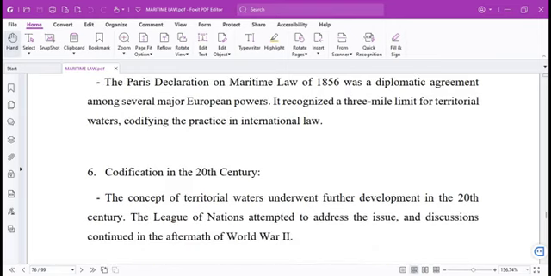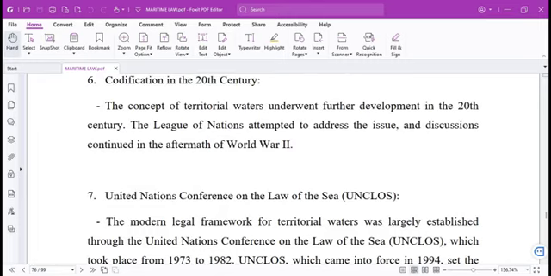Codification in the 20th century. The concept of territorial waters underwent further development in the 20th century. The League of Nations attempted to address the issue, and discussions continued in the aftermath of World War II.